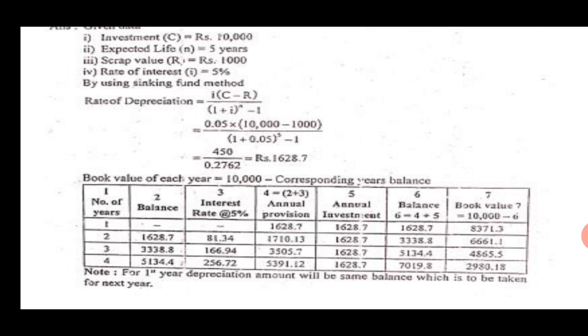And for the final year, again this 5134 rupees will become the balance, and for that 5%, that is into 0.05, you will get 256 rupees. So the annual provision is 5134 plus 256, that is 5391 rupees. Then again the depreciation you have kept as 1628 rupees. So adding this to annual provision plus annual investment, you get 6, that is 4 plus 5, that is 7,019 rupees. And deducting this 7,019 rupees from 10,000 rupees, you will get the book value as 2,980 rupees. Okay, this is the sinking fund method of calculating the depreciation.